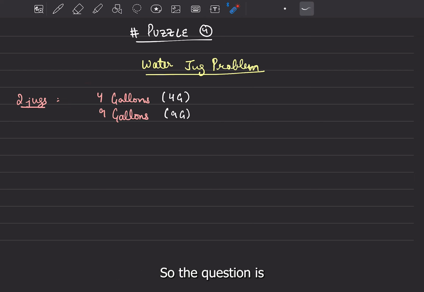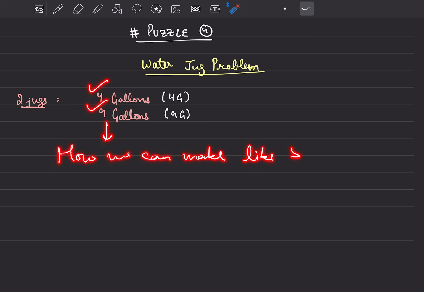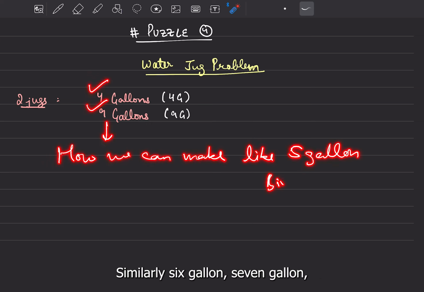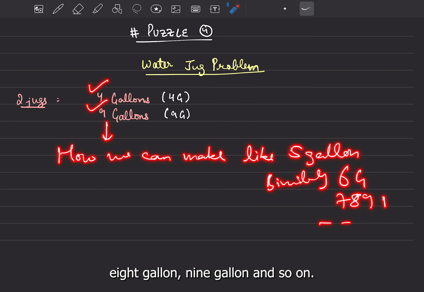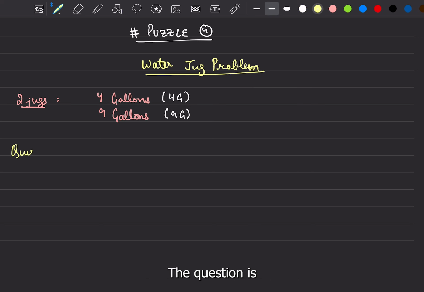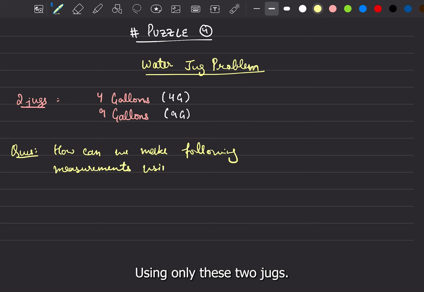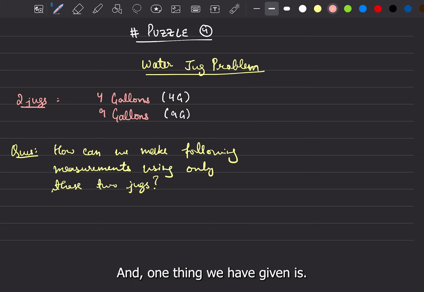So the question is, we have these two jugs, and using them we have to find how we can make 5 gallon, similarly 6 gallon, 7 gallon, 8 gallon, 9 gallon, and so on. So let me write the question first. How can we make the following measurements using only these two jugs? And one thing we are given is an infinite water supply.